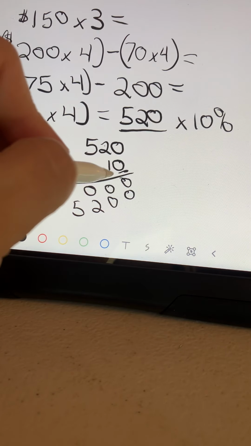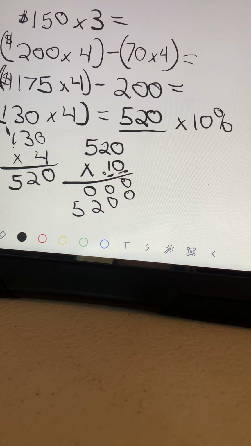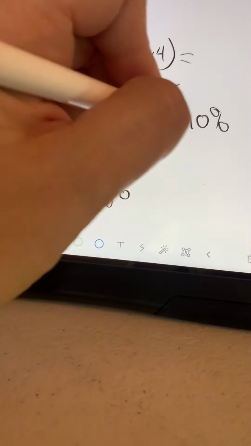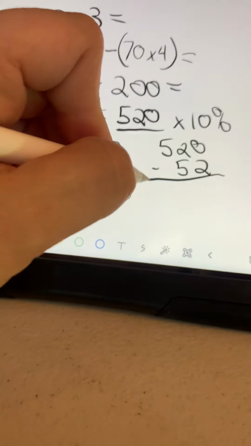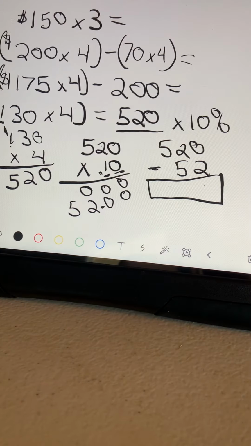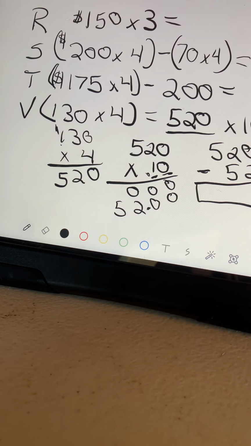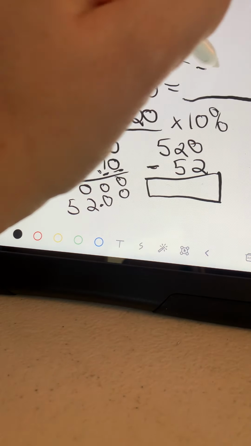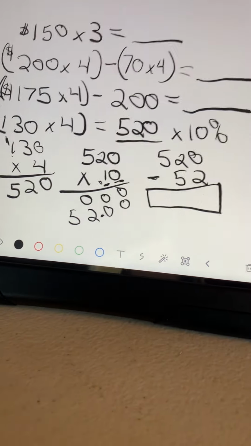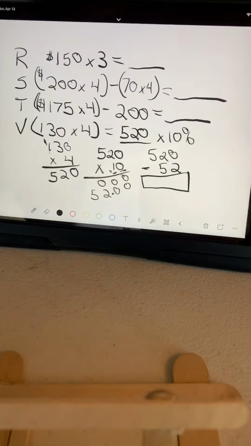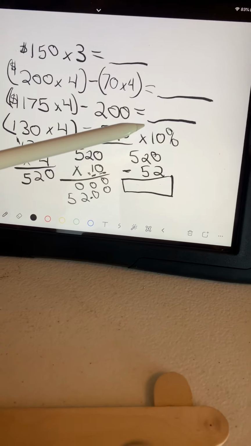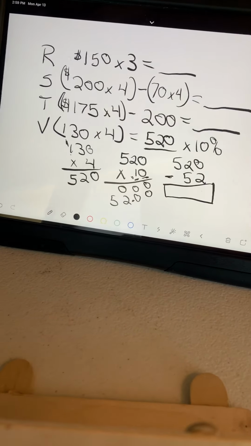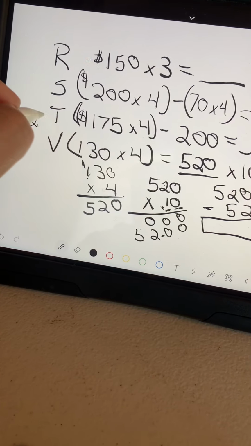Now I have 2 decimals up top, right? So I'm going to have 2 down here. So that means out of my $520, I'm going to subtract 52, and this should be the total price for store V. But you still have to figure out how much for store T, store S, and store R. So let's back up and give you a full view. You still need to find R, S, T, and V, and you will find your answer to number 28.